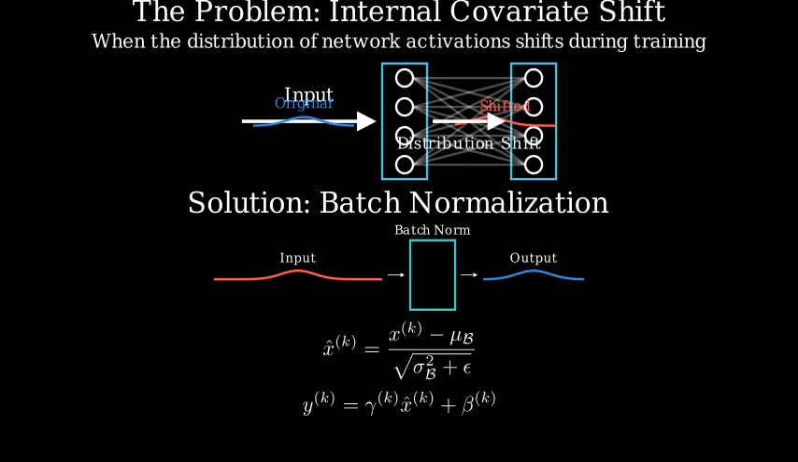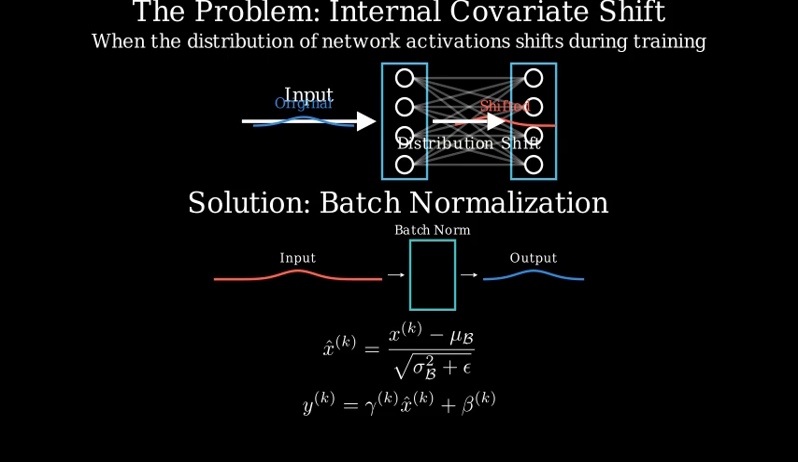The batch normalization algorithm works as follows. 1. Calculate the mean and variance of the mini-batch. 2. Normalize the inputs using these statistics. 3. Scale and shift using learnable parameters gamma and beta. 4. Use this normalized and scaled output as input to the activation function.